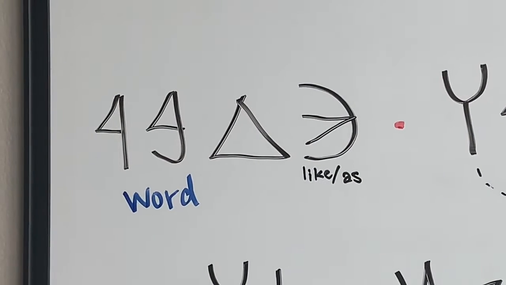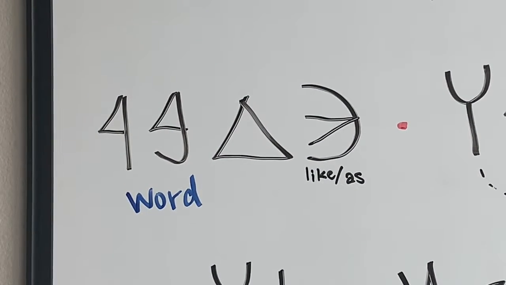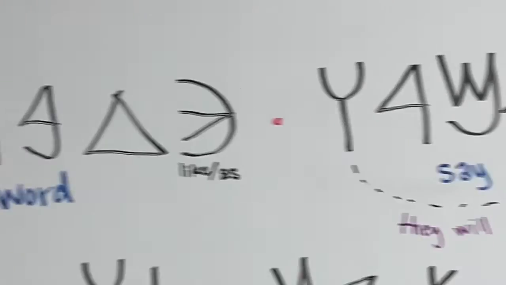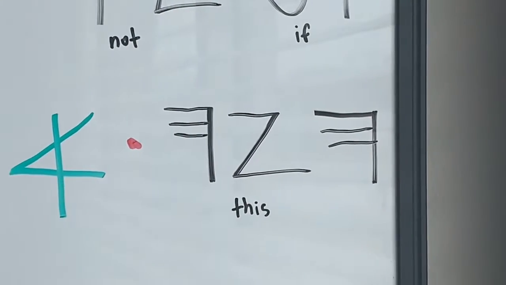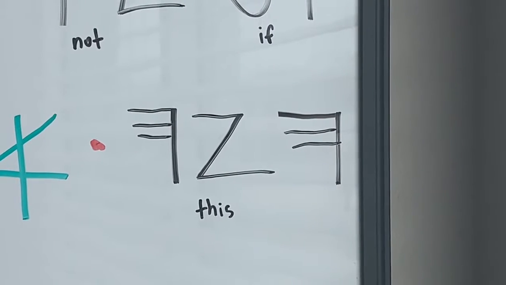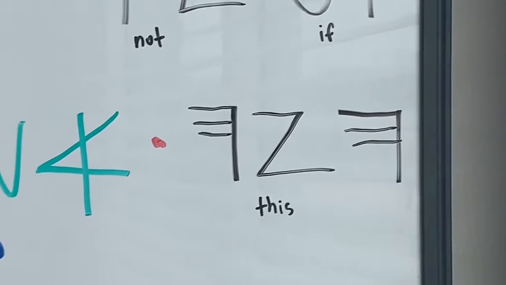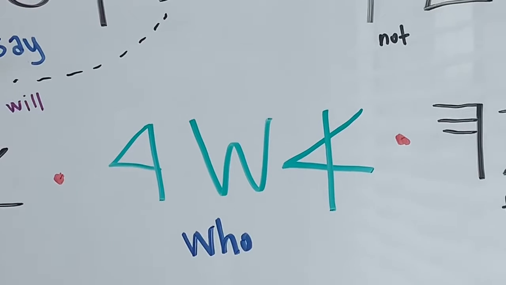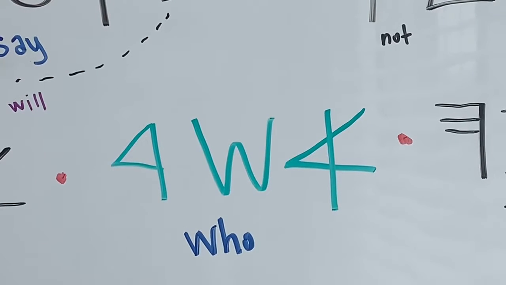Next we have ka dabar. Ka at the beginning of the word means like or as. Dabar means word. Next we have hazah, which means this, and the Hebrew word of the day, which means who.